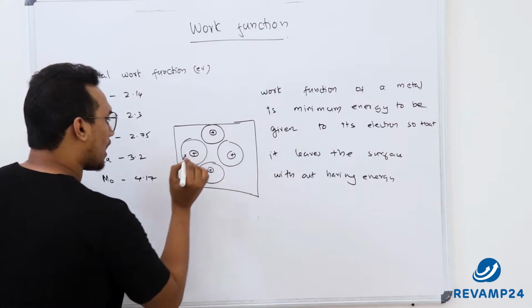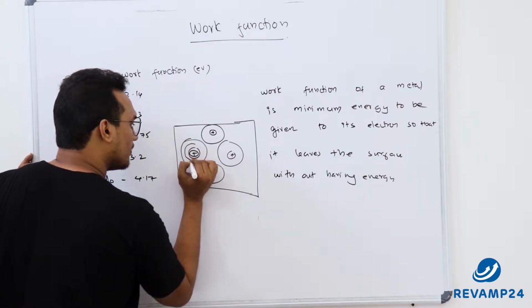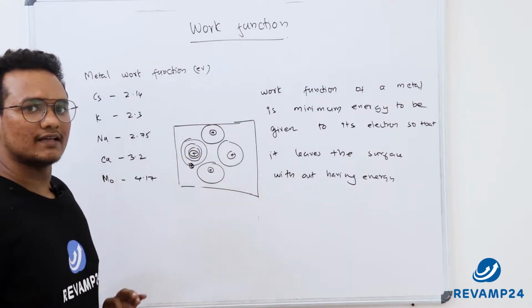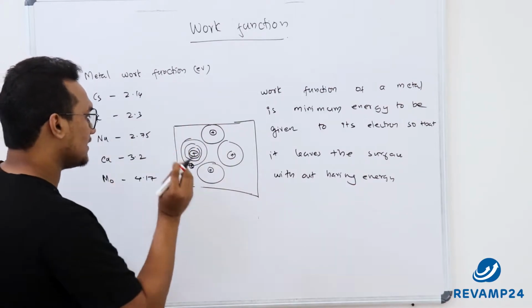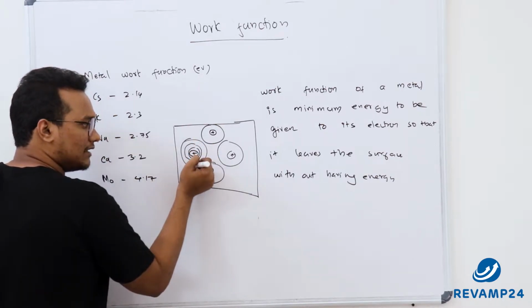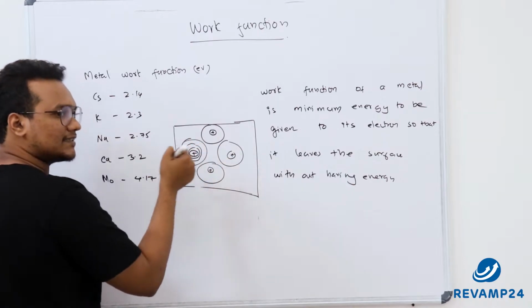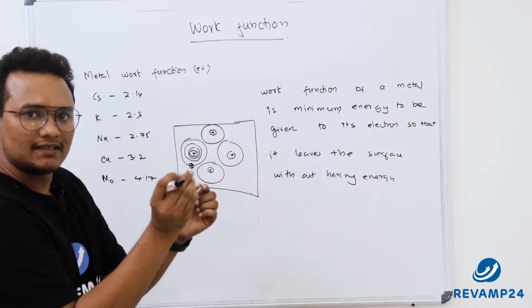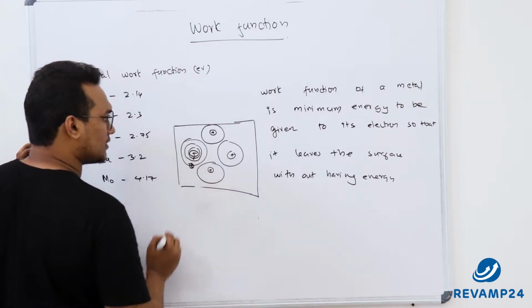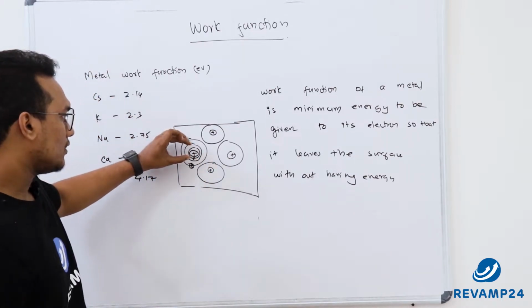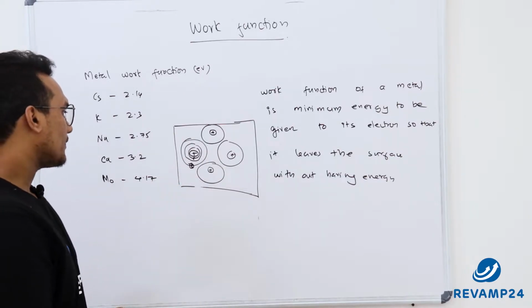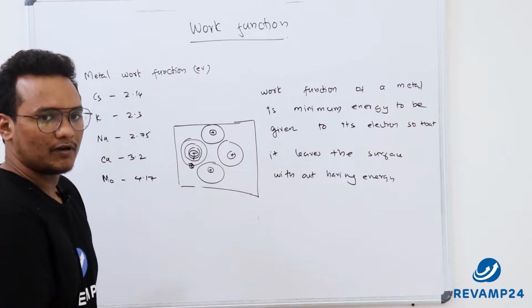Now out of all the orbits an atom has, we know that outermost electrons are loosely bound to the nucleus. What is the reason? The reason is very simple: outermost electrons are kept at a very long distance away from the nucleus. That is the reason it is called the outermost electron, right? Innermost electrons are very close, so they are strongly bound. These are weakly bound.